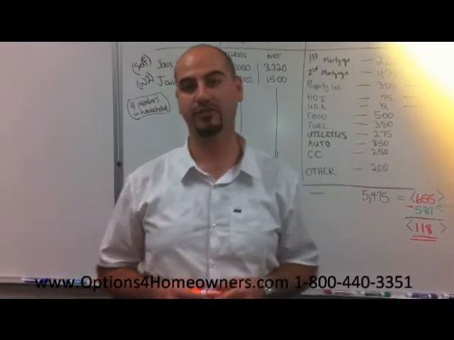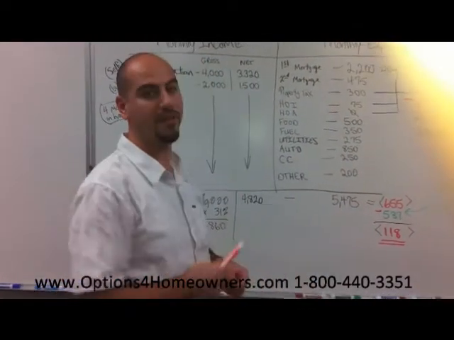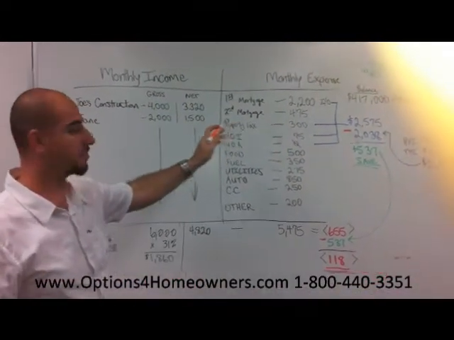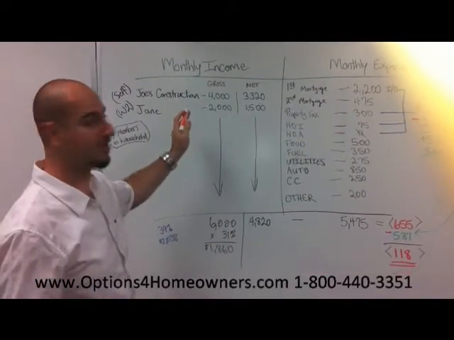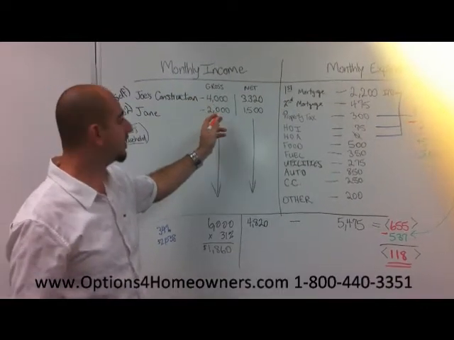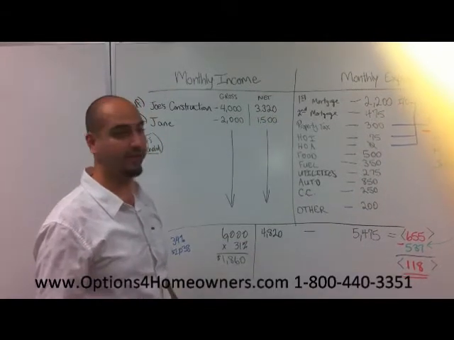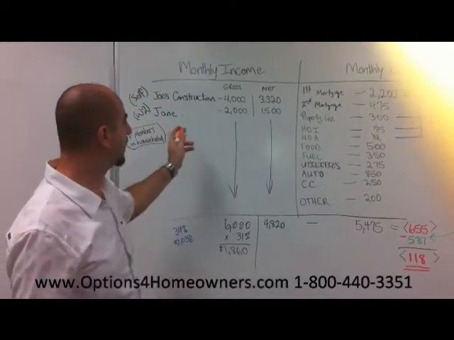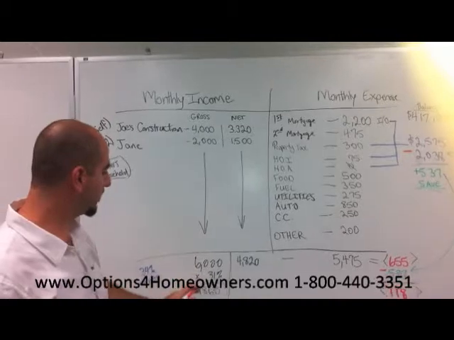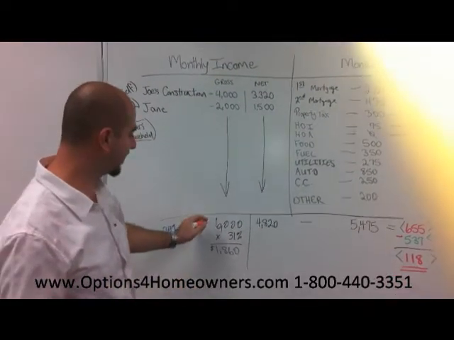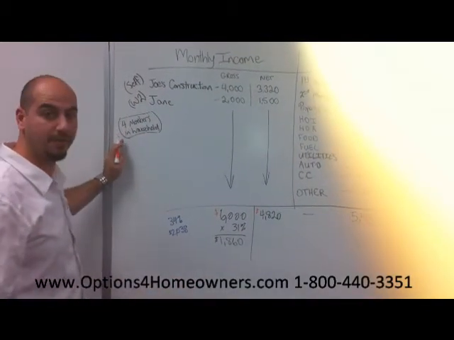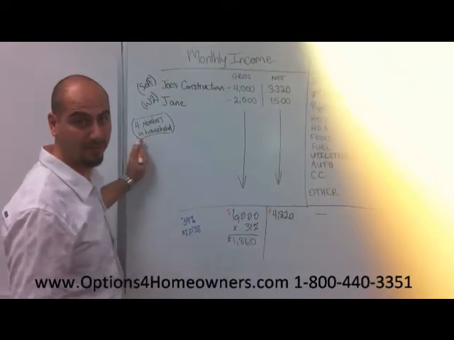Let's go over the full picture of the financial income and expense worksheet. Let me show this example I have up here. We're going to have monthly income and monthly expenses. Now for monthly income, we're going to use this example. We have Joe's construction. He's self-employed. He grosses about $4,000 a month. Net after taxes, $3,320. Jane, she's a W-2. She grosses $2,000 a month. Net after taxes, $1,500. We want to total them all down. For gross for this household, we're looking at $6,000 a month, and net is $4,820. This household, keep in mind, has 4 members, and I'll show you why that's important.